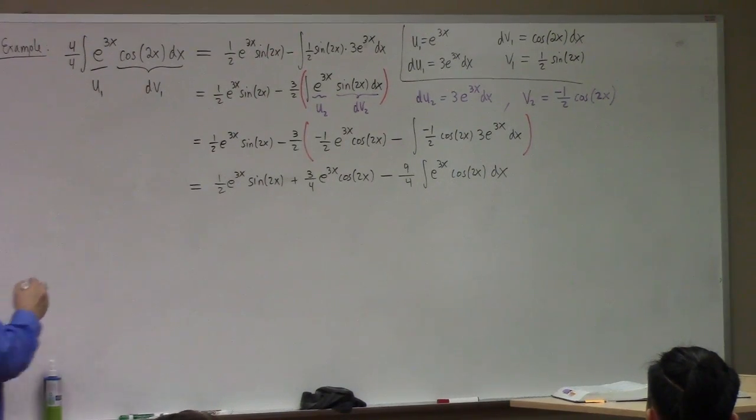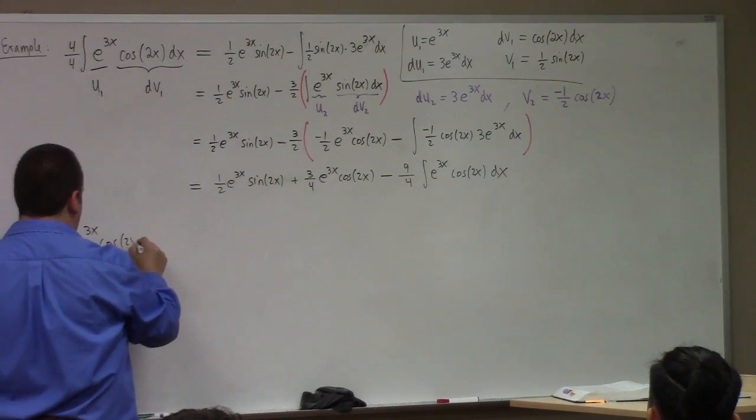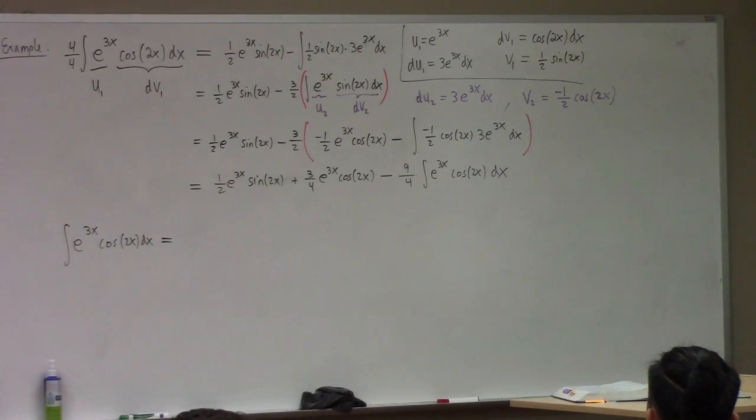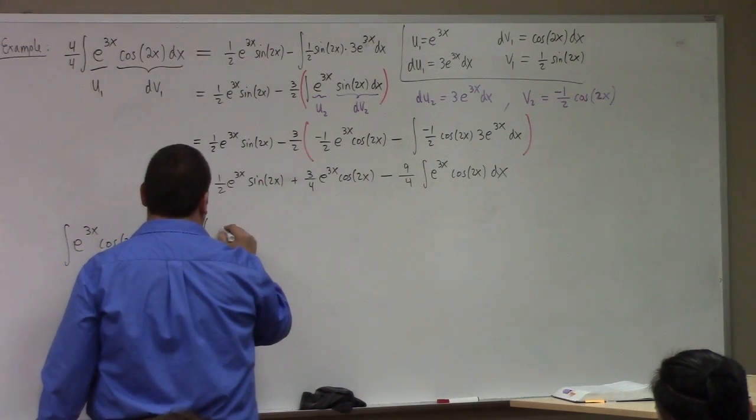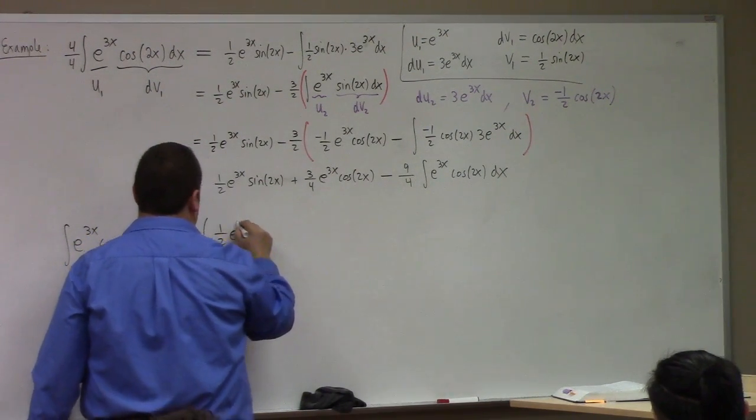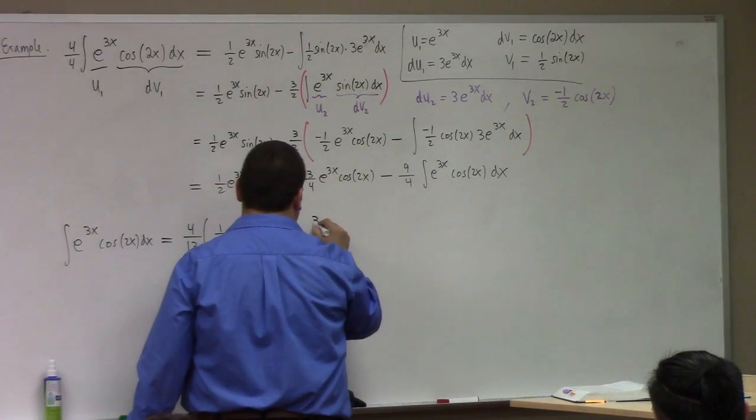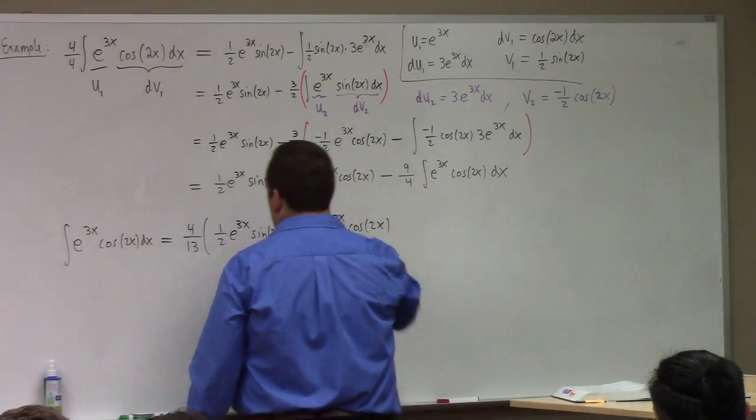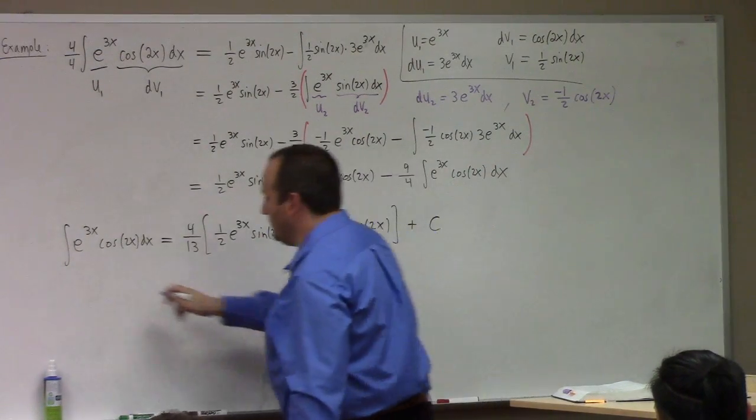So if you solve for the integral, what do you get? If I add that to the other side, I've got 13/4, right? So then that gives me 4/13 of 1/2 e to the 3x sine of 2x plus 3/4 e to the 3x cosine of 2x plus a constant. And there you go.